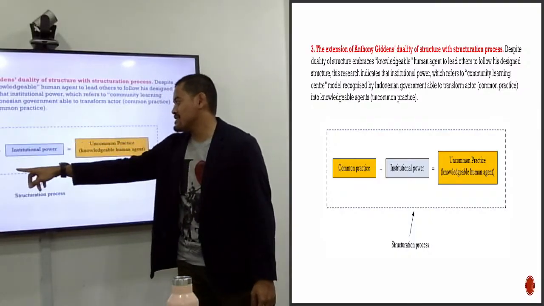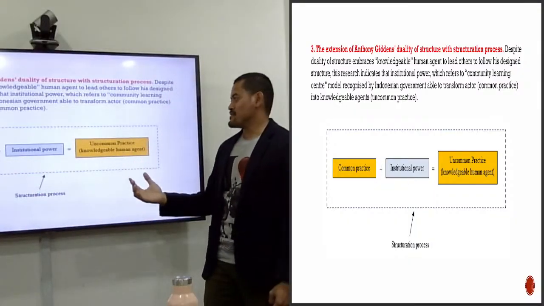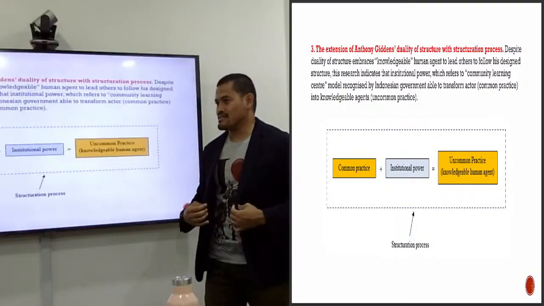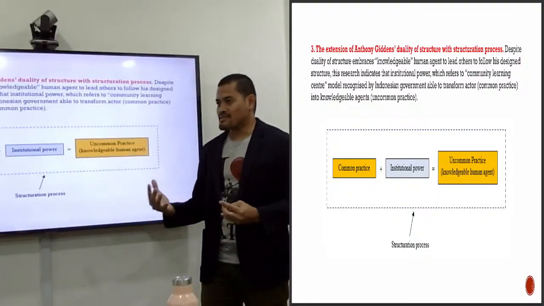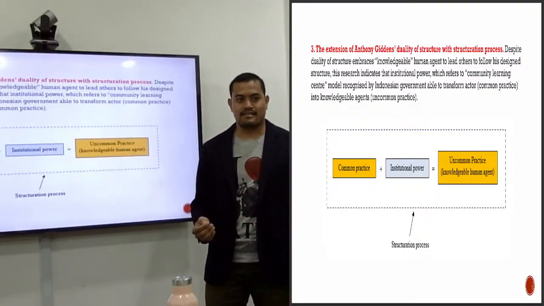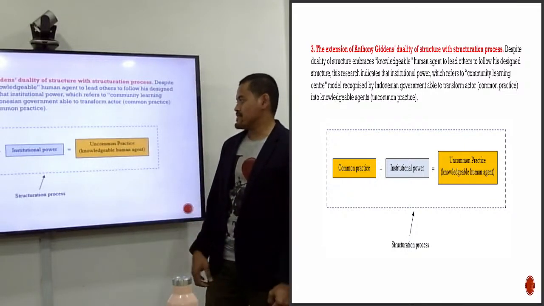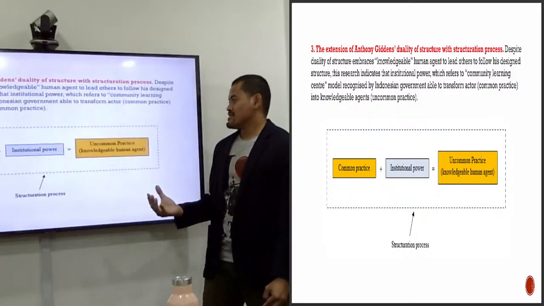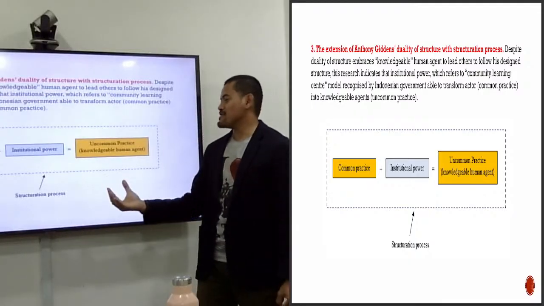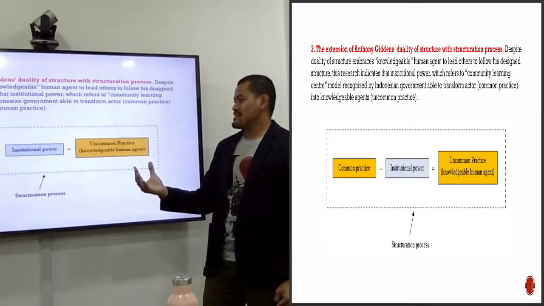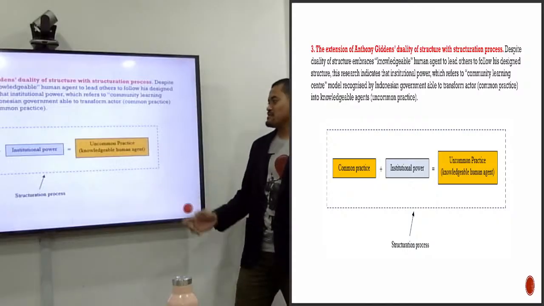Institutional power is the CLC model itself, because in IR when we talk about power, it's about recognition, it's about influence. The CLC model is the model that is recognized by the state authority, by both the Malaysian authorities. So they have the power there. Because CLC is institutional power, eventually it helps the actor to practice uncommon practices.